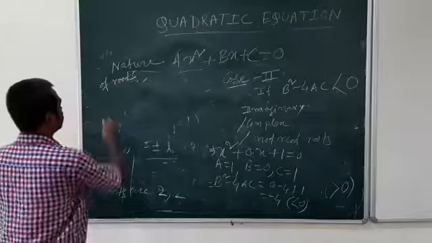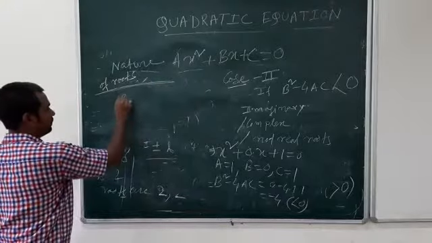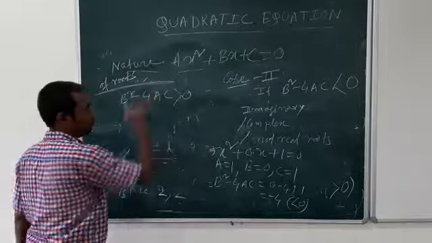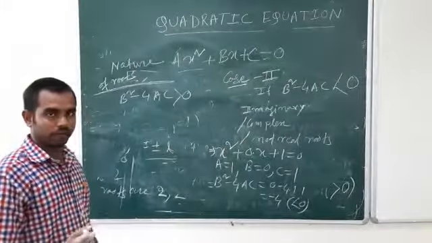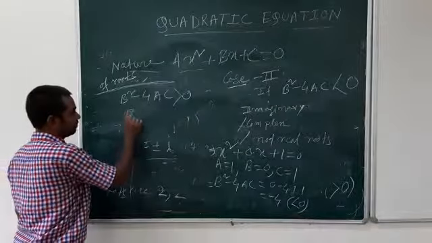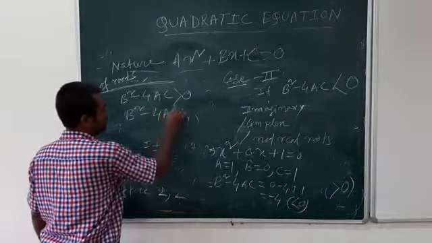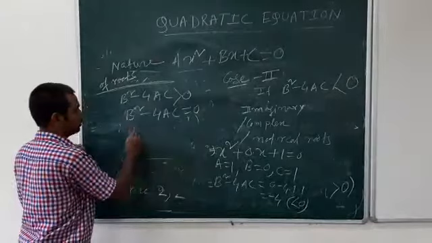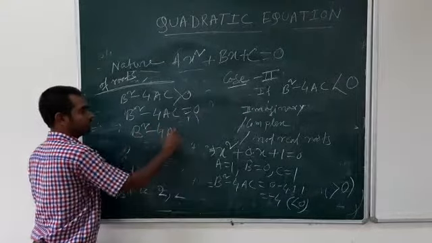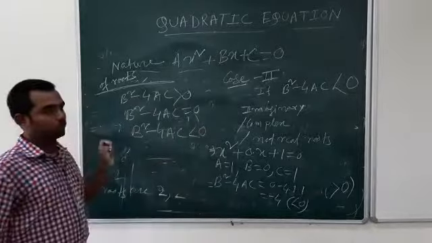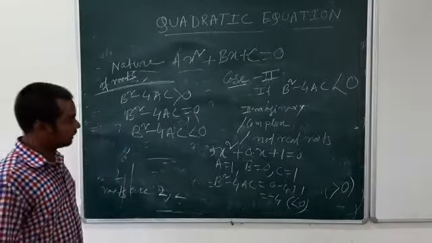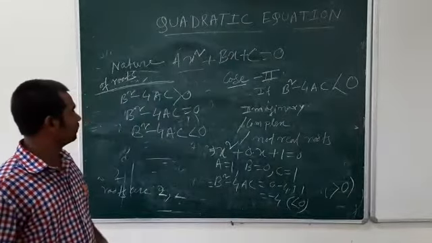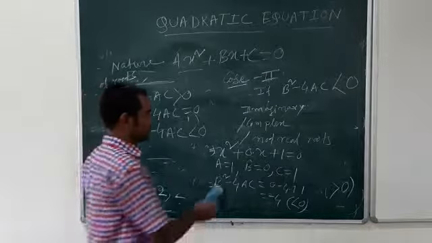Nature of roots of a quadratic equation. First, b square minus 4ac greater than 0. We get real and distinct roots. Second case, b square minus 4ac equal to 0. We get real and equal roots. And b square minus 4ac less than 0. We get no real roots from this quadratic equation. These are the nature of the roots of a quadratic equation.